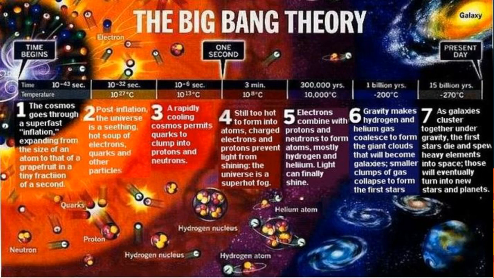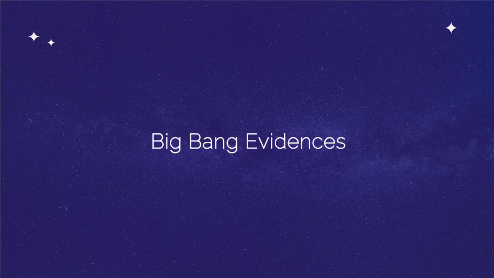6. Gravity makes hydrogen and helium gas coalesce to form the clouds that will become galaxies. Smaller clumps of gas collapse to form the first stars. 7. As galaxies cluster together under gravity, the first stars die and spew heavy elements into space. Those will eventually turn into new stars and planets. There are several independent pieces of evidence that support the Big Bang theory.